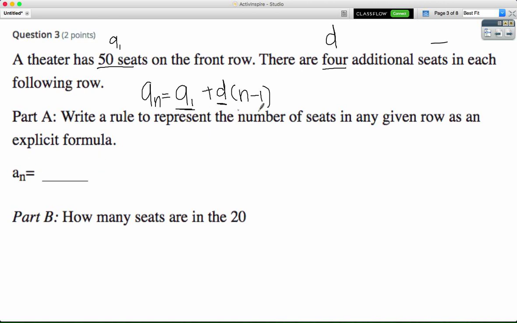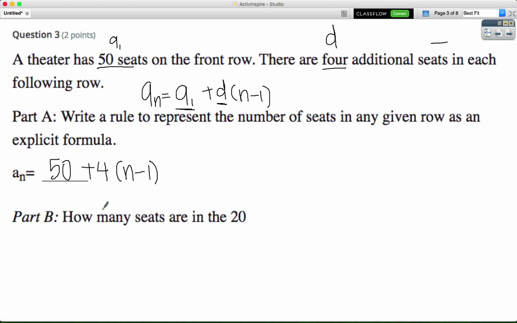We needed to know what the first term was and the common difference just to write the rule, the formula. So there's already an a sub n here. I just need to plug in the right side. So a sub 1 was 50. D, the common difference, was 4. And the n minus 1 is going to stay n minus 1 because I don't know what position number, what term number they want me to look for yet.